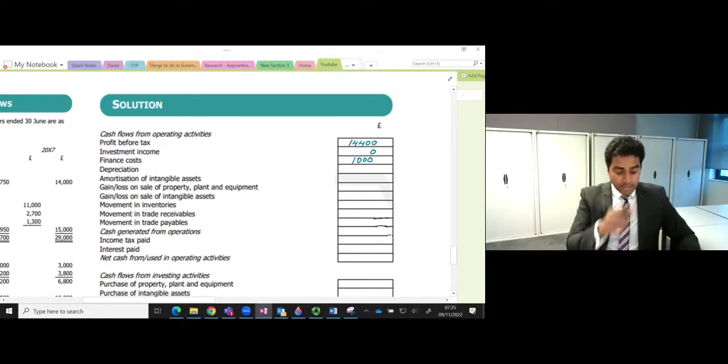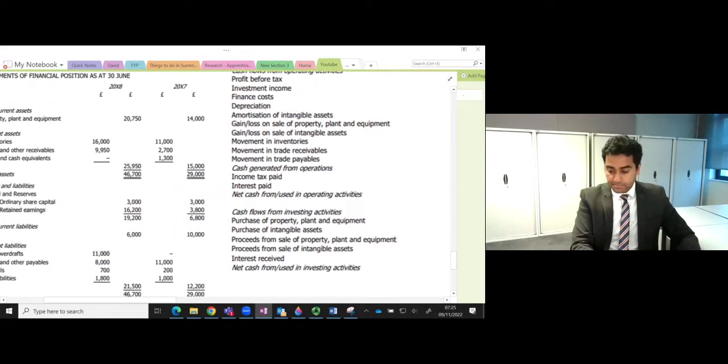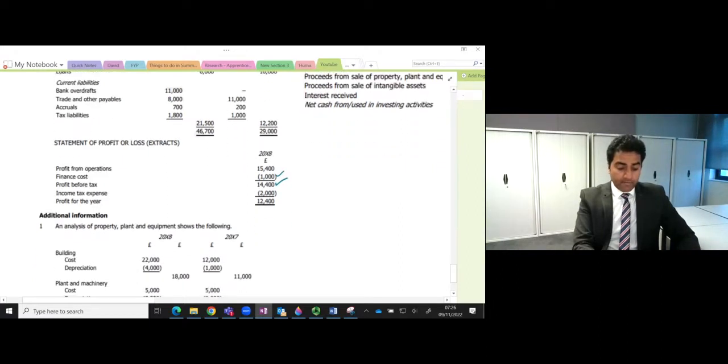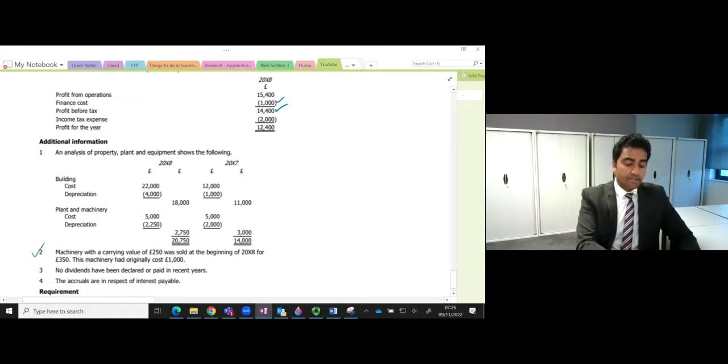Next is the depreciation. So we need to find out how much depreciation has been charged to the income statement. You can see that the income statement is not showing me how much depreciation has been charged, but if I read note number 1 and note number 2, I can see that there is some information about the opening and closing balances of my property, plant and equipment, and related accumulated depreciation, and also the disposal of machinery, which is in note number 2.